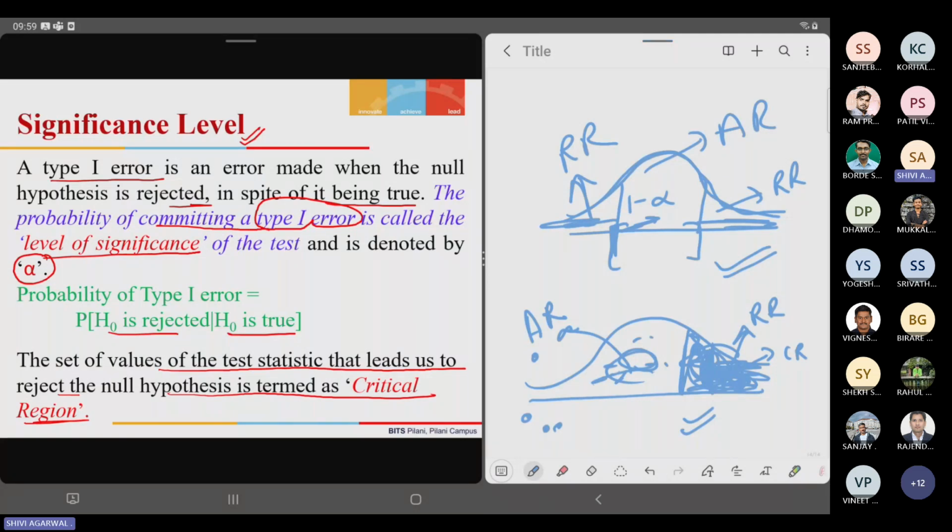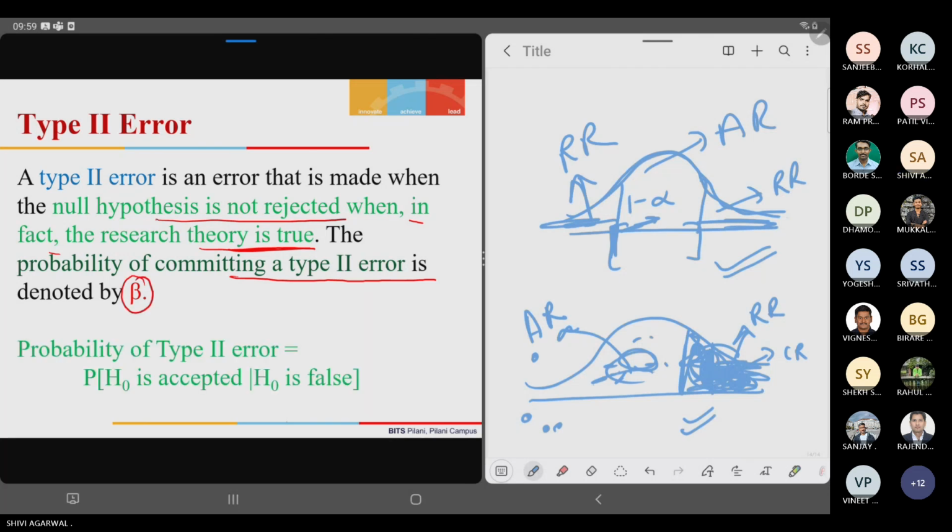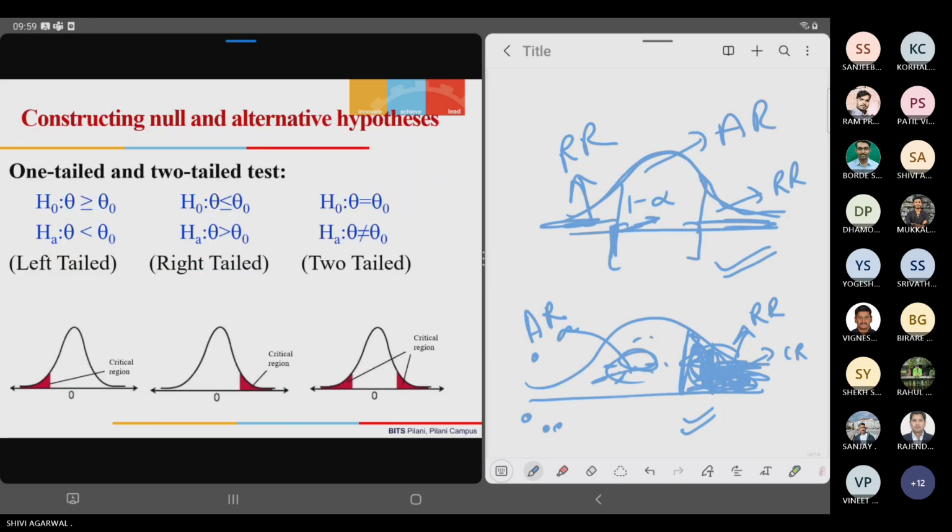Similarly, we can find the probability of type 2 error, which is known as beta. It is the probability that the null hypothesis is not rejected when in fact the research theory is true. So we say it is committing a type 2 error, and it is denoted by beta. That is a conditional probability here. And 1 minus beta is considered as the power of the test.